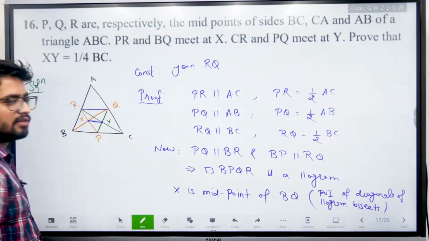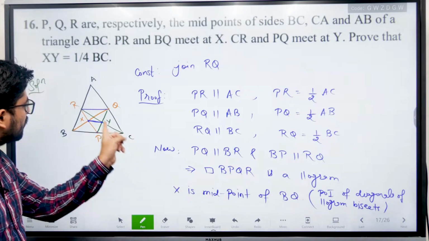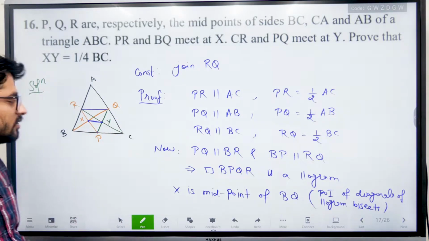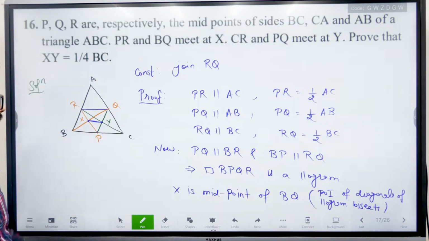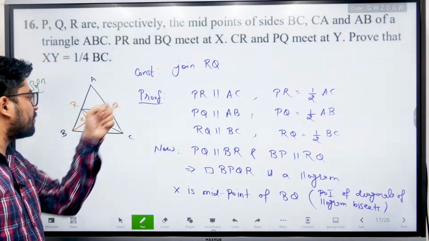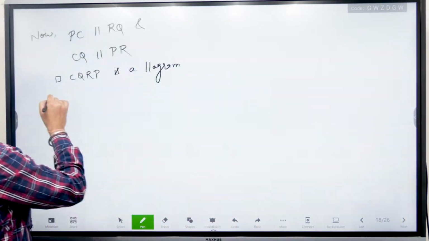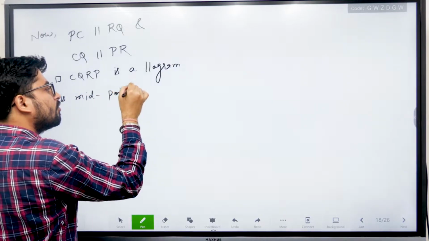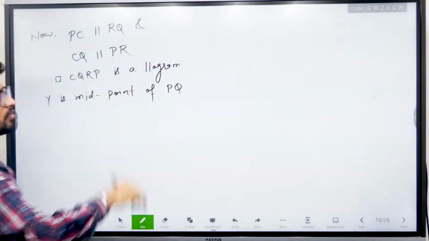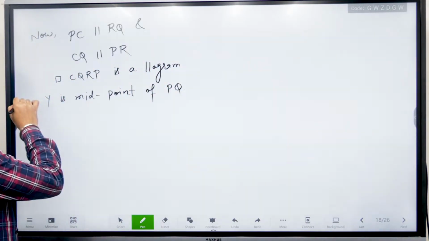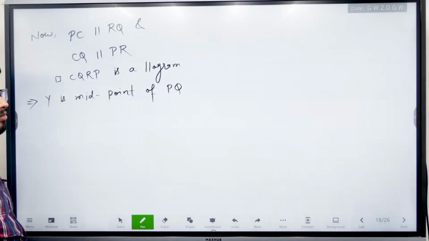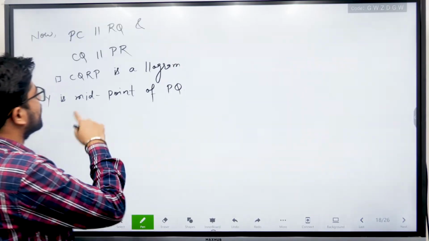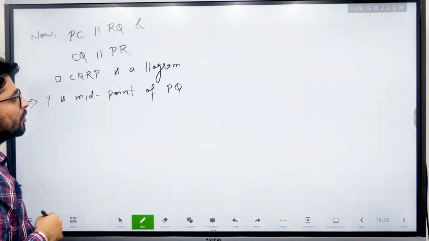Again, if this is a parallelogram, so Y is what? Y is the midpoint of this diagonal PQ. Yes, because Y is the point of intersection of diagonals, so the diagonals bisect each other, we know. So Y is the midpoint of your PQ. Because Y is the point of intersection of diagonals, and PQ is your diagonal for CQ, RP. So that's why Y is the midpoint of your PQ.